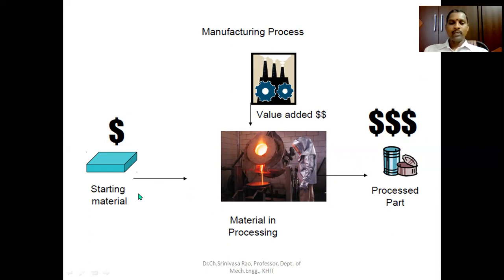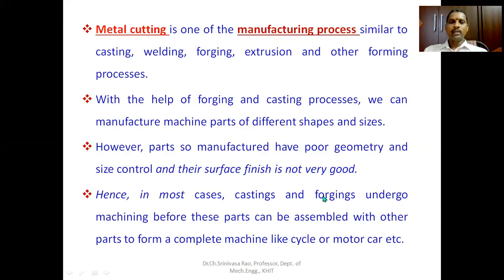As you see here, the starting material of a certain shape and worth is converted into a finished product of a particular shape of higher value using some process, like melting this raw material in a furnace and pouring the liquid metal into a mold to produce a finished product. So this is known as a manufacturing process. Here it is casting. Similarly, other processes. These are the basics about the manufacturing process.